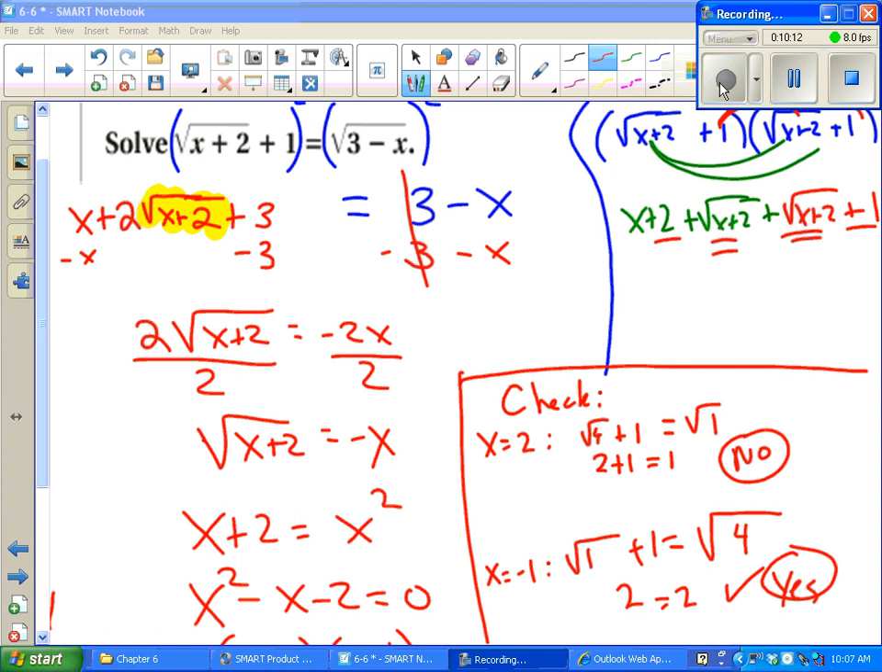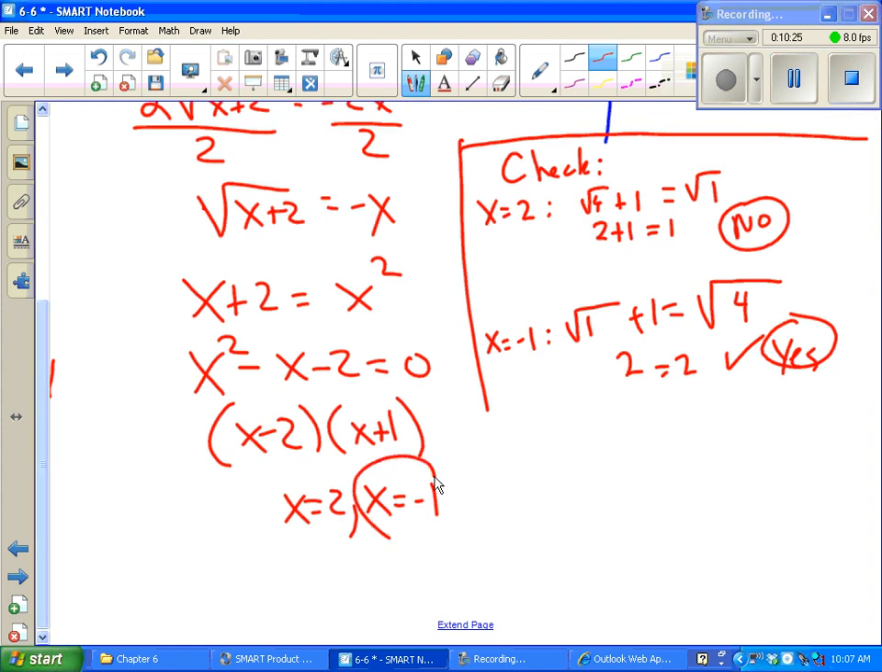When we check our solutions, we see that plugging in 2 does not work. 3 does not equal 1. But when we plug in -1, it does work. So our only actual solution is x equals -1.